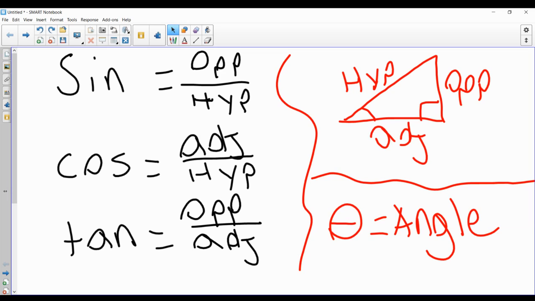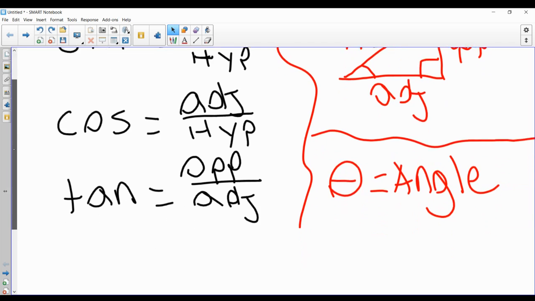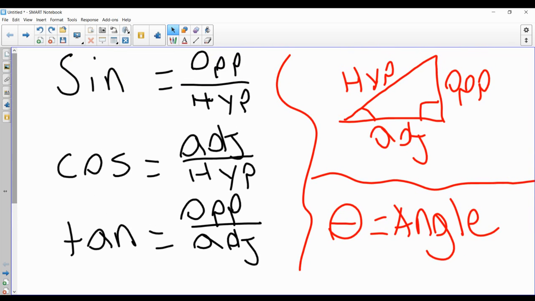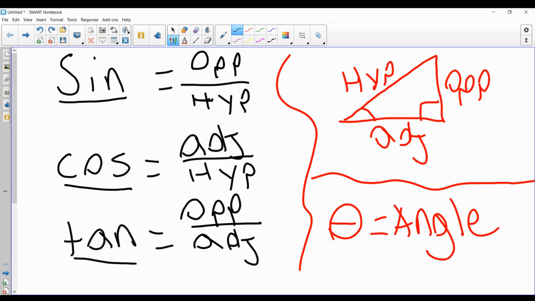Now, on this first page here, I do detail a lot of specifics that are going to be needed for you to actually solve these problems. First off, you have three different types of trig functions: sine, cosine, and tangent. Each of which has its own specific meaning behind it. For example, sine is opposite over hypotenuse, cosine is adjacent over hypotenuse, and tangent is opposite over adjacent.